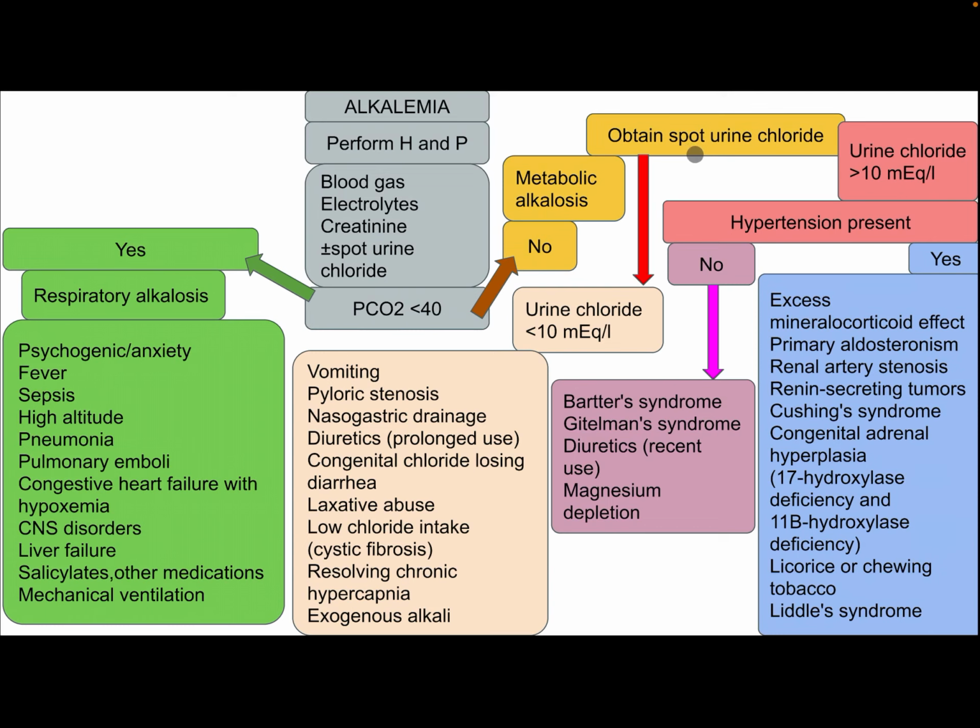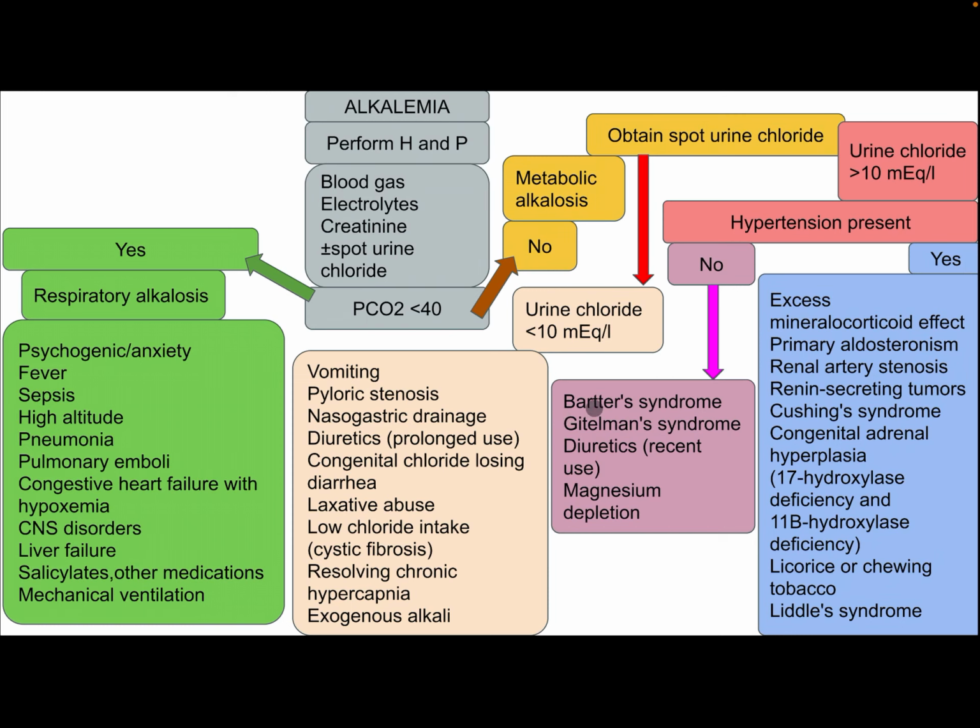Obtain spot urine chloride. If the urine chloride is less than 10 milliequivalent per liter, differential diagnosis: vomiting, pyloric stenosis, nasogastric drainage, diuretics, prolonged use, congenital chloride losing diarrhea, laxative abuse, low chloride intake like in cystic fibrosis, resolving chronic hypercapnia, and exogenous alkali. If the result of urine chloride is more than 10 milliequivalent per liter, is there hypertension?